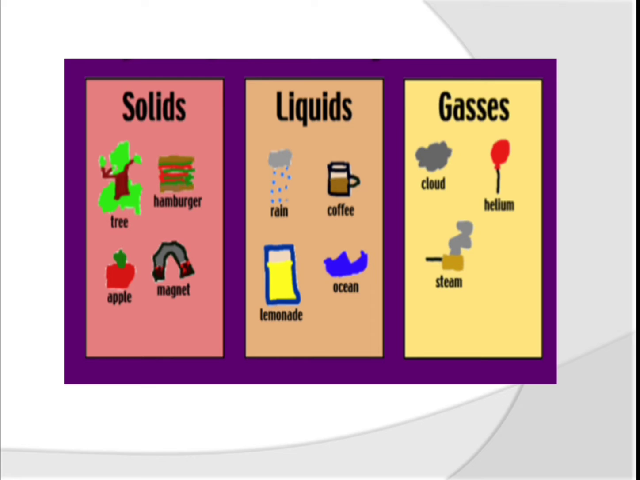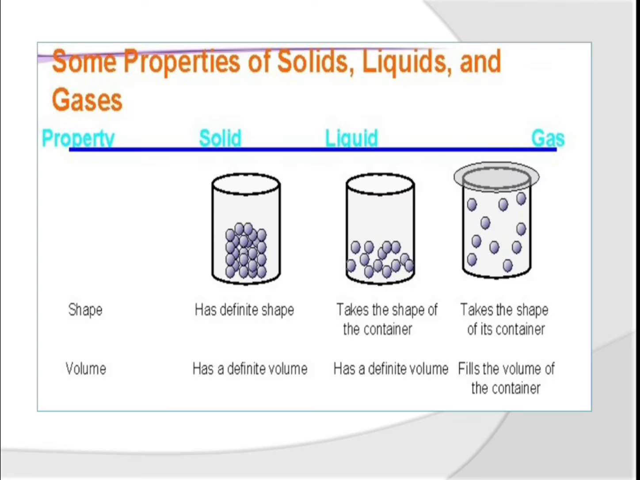Children, let us learn more about these three forms, that is solids, liquids, and gases. Please open your science content book, children, and turn to page number 112. If you see the properties, children, the properties of solids, liquids, gases.